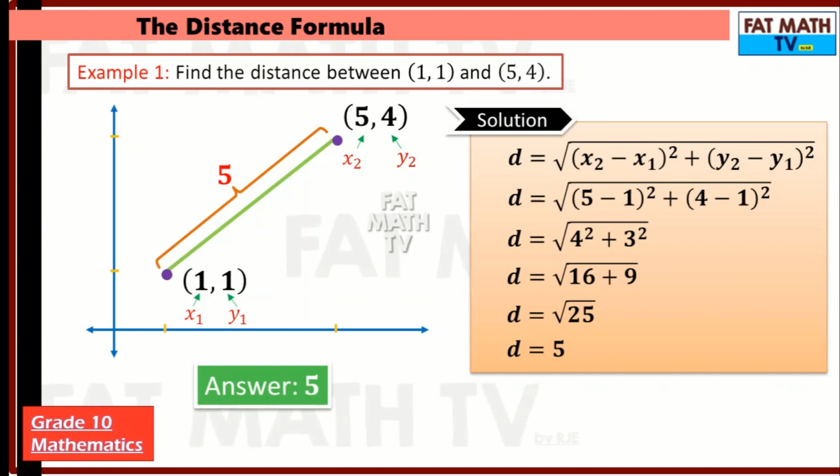So what's important here is you have to identify your x sub 1, y sub 1, and x sub 2, y sub 2. What if you represented this 5, 4 as x sub 1, y sub 1, and this 1, 1 as x sub 2, y sub 2? It's fine. The answer will still be the same. You can verify on that.